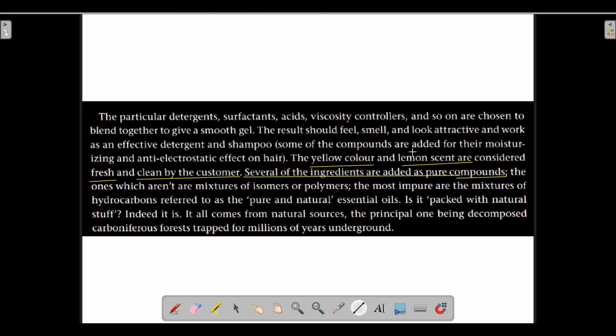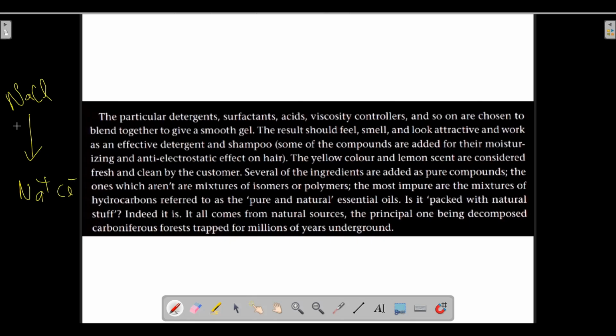Several of the ingredients are added as pure compounds. For example, sodium chloride and lactic acid are put as pure compounds. What are pure compounds and what are impure compounds? Pure compounds are those which have only one type of chemical entity present in them. If we talk about pure NaCl, what does it mean? Pure NaCl just contains Na+ and Cl- ions. It contains nothing else.